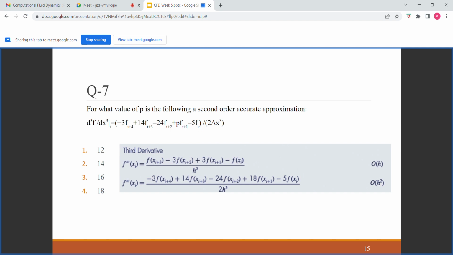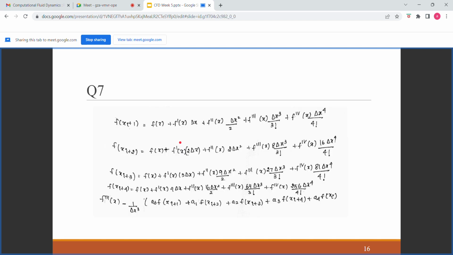fine. Now we'll see how we can arrive at the conclusion that P is 18 without directly looking at the answer. Just listen with attention, because it is a long procedure and we'll see that. So the answer to this problem is option 4, that is 18. So we'll see the things.